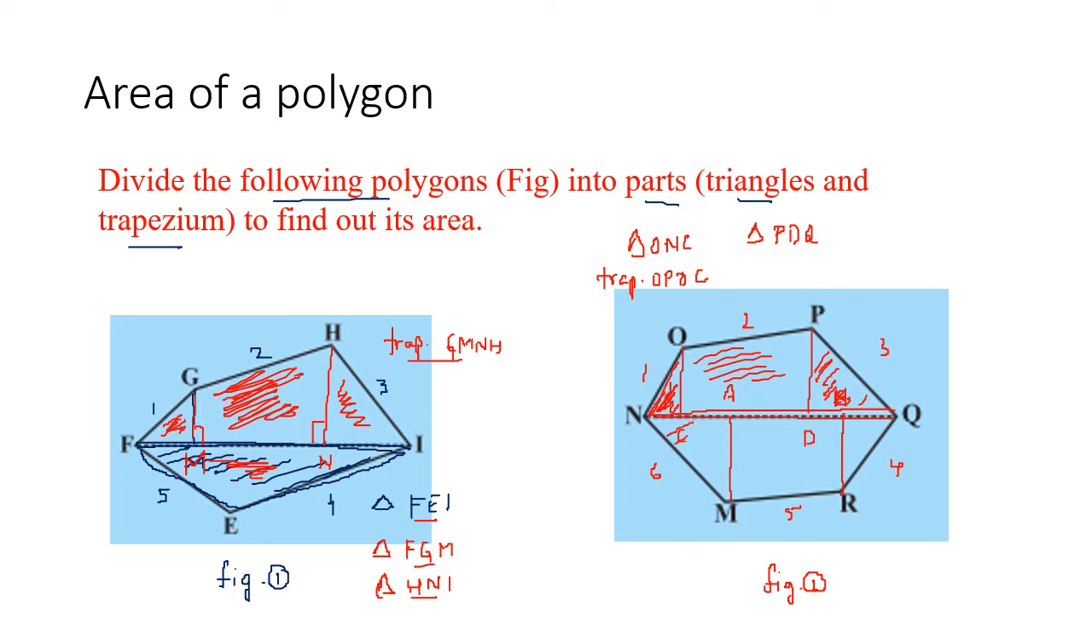Then we've got triangle PDQ. Then we have triangle NAM. Then we've got trapezium ABRM and triangle RBQ. So we have broken the hexagon, the 6-sided hexagon, into 6 convenient figures.